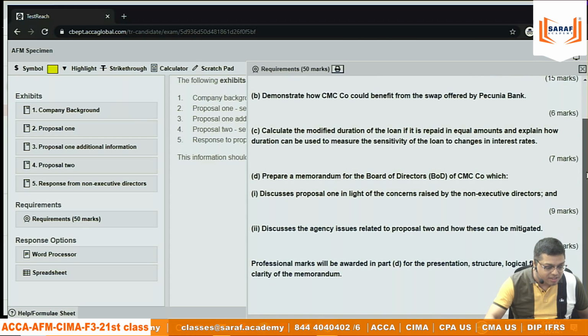15, 6, 7, 9, 9, and 22 marks is reporting. That means there are different parts of the reporting. Prepare a memorandum of the board of directors to discuss proposal 1 in light of the concerns raised by non-executive directors, and discuss the agency issue related to proposal 2 and how these can be mitigated.